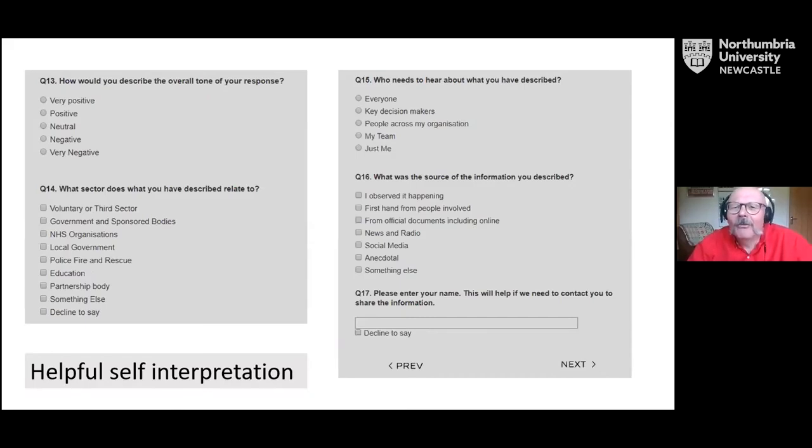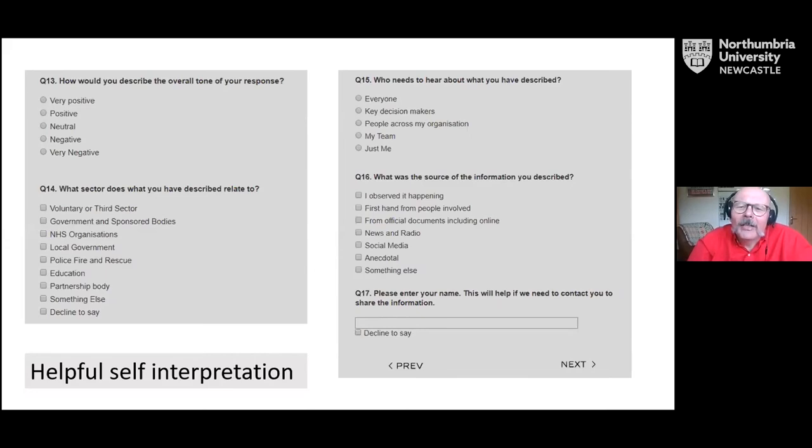Number 15 is really useful, which is a kind of self indication of how important you think this information is. So if you think everyone needs to hear about it, again, we've got a quick entry into let's take the ones people think everyone should hear about as the really important ones. But then it's worth looking at the lonely voice of just me as well.